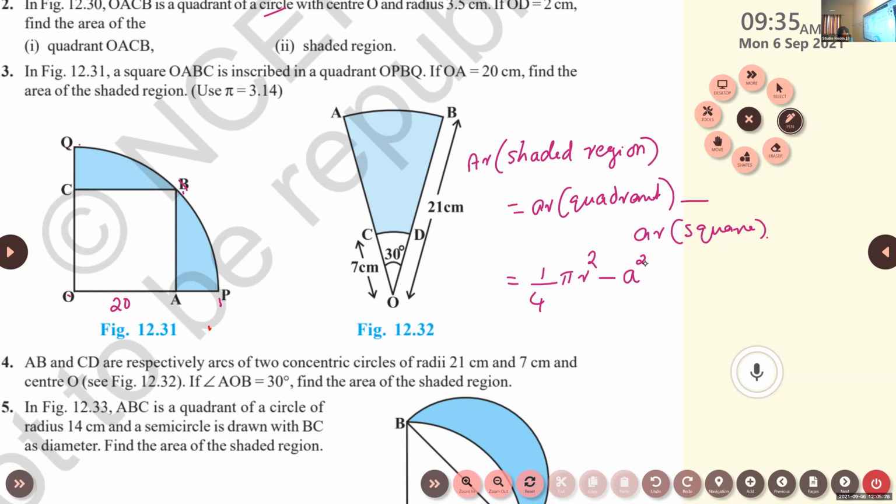So radius, how will we find the radius? Elsa, any idea? Radius means this length. OQ, OB, OP, all are radius. Can we find the radius? Radius is not given in the question. How can we find the radius?